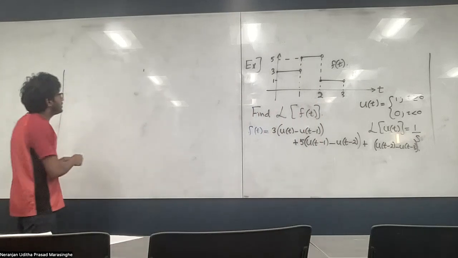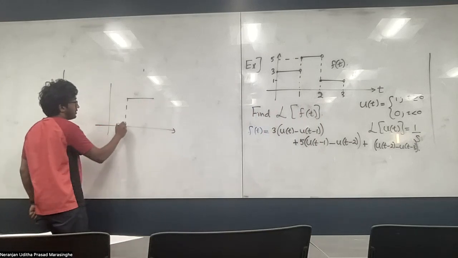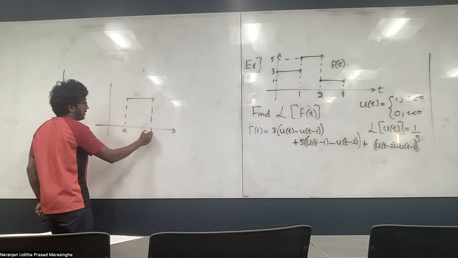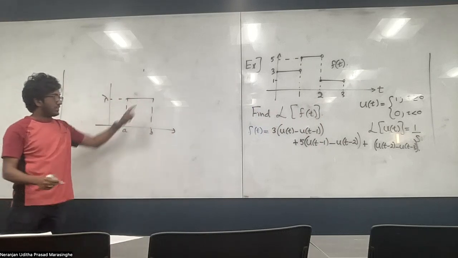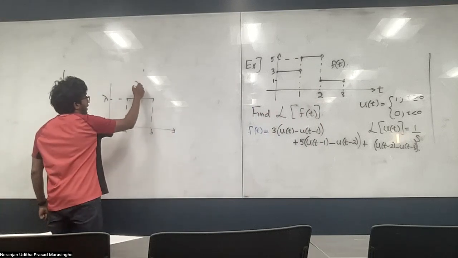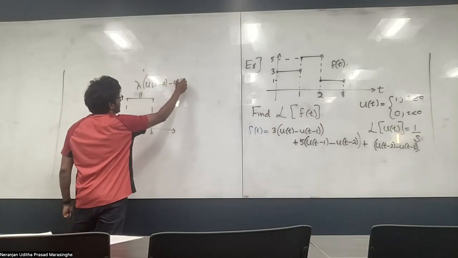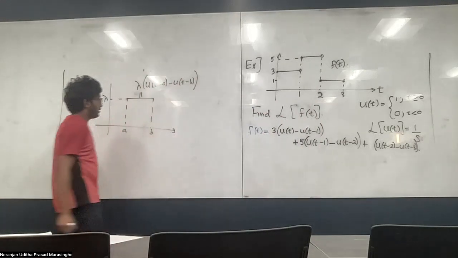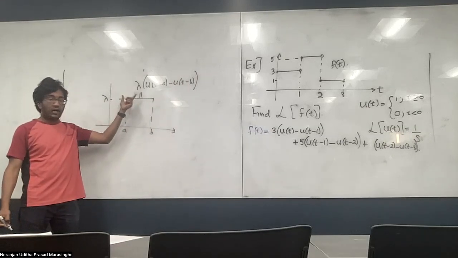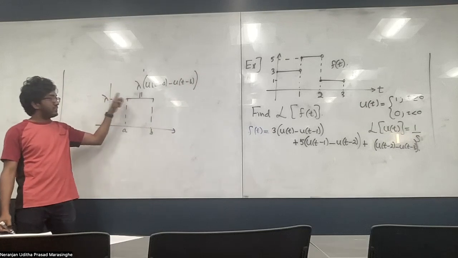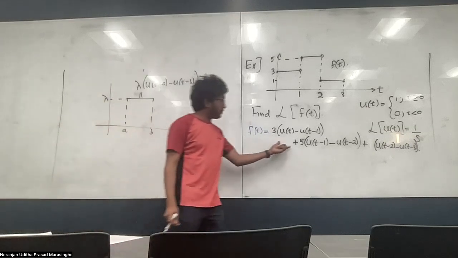The idea is, suppose you have some graph like this, from a to b, and this value is lambda. What is the equation of this graph? It is equal to lambda times u(t minus a) minus u(t minus b). If I subtract u(t minus b) from u(t minus a), I would get this line segment. I'm multiplying by lambda because my value is lambda.